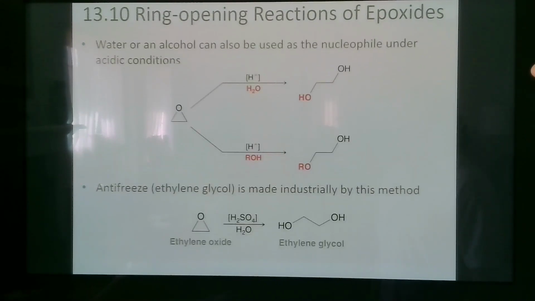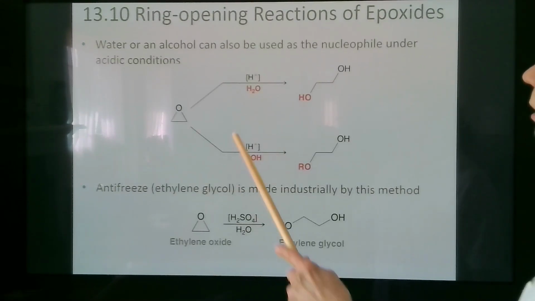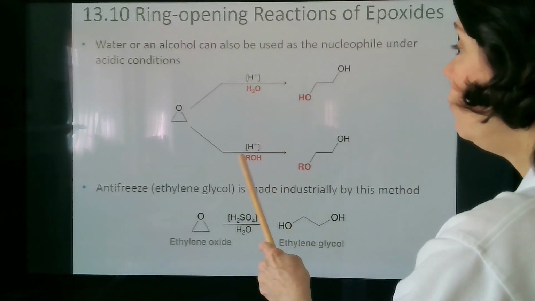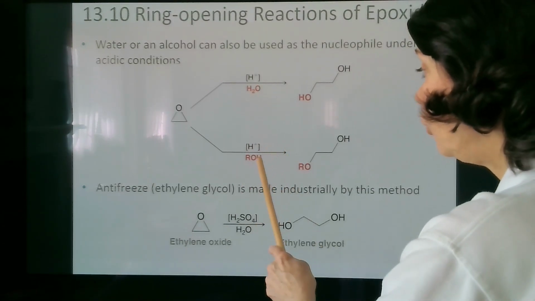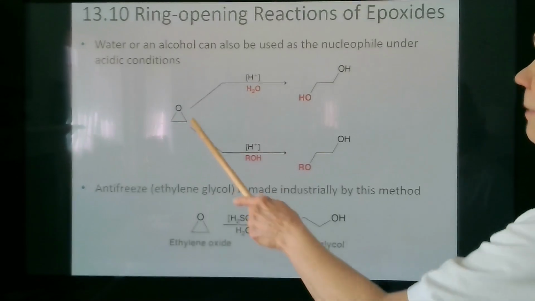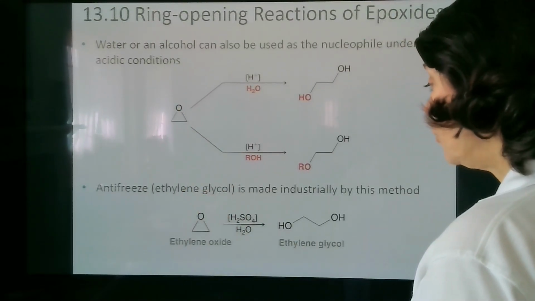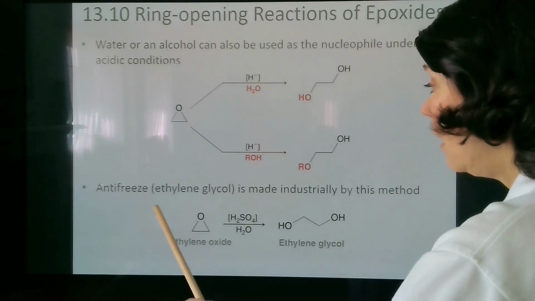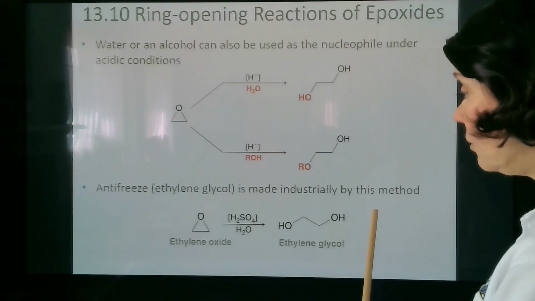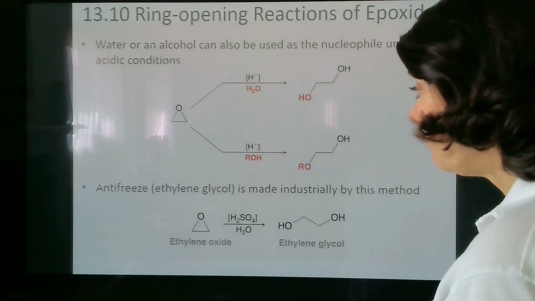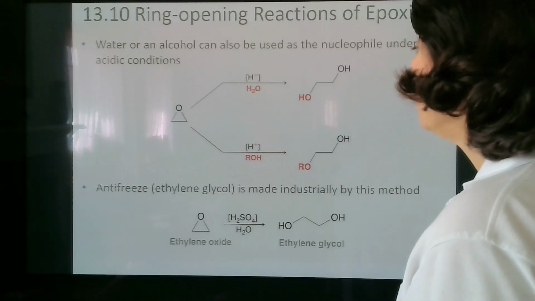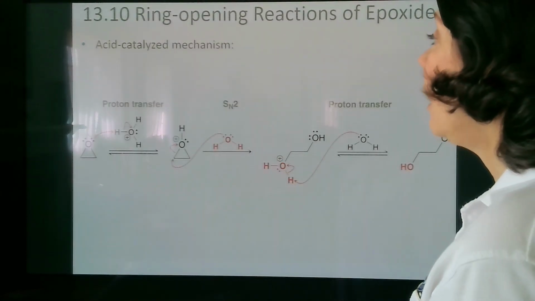So, water or an alcohol can be used as the nucleophile under acidic conditions. The epoxide is made much more reactive by protonating the oxygen. This is the method that antifreeze is made by industrially also. Just a little side note.